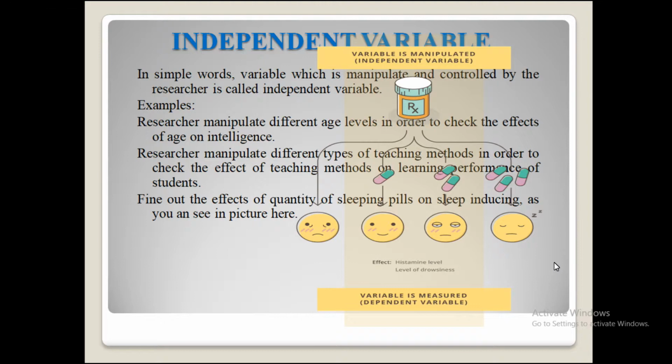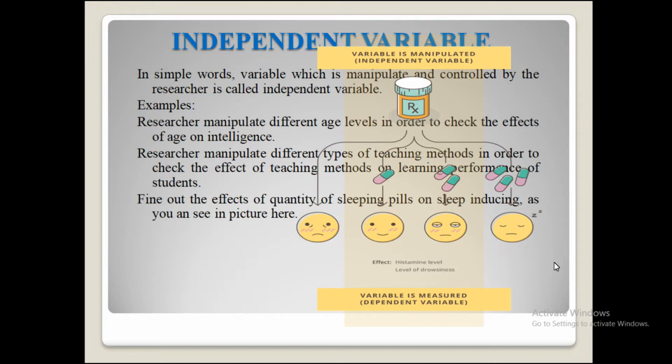Second example is researchers manipulate different types of the teaching methods in order to check the effect of the teaching methods on learning performance of students. Here, what is the independent variable? The teaching methods. Different teaching methods will be manipulated by the researcher. For example, there are three teaching methods: using the multimedia, using the whiteboard, using the chart.